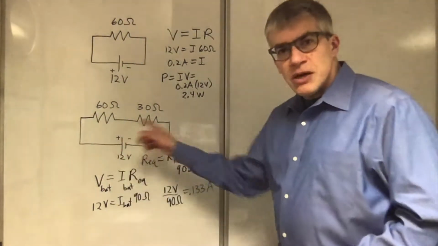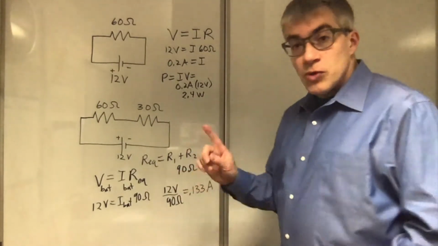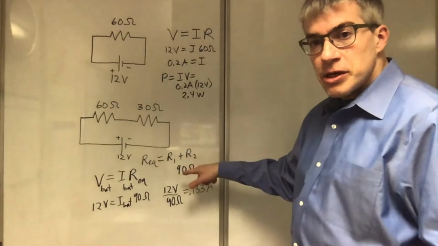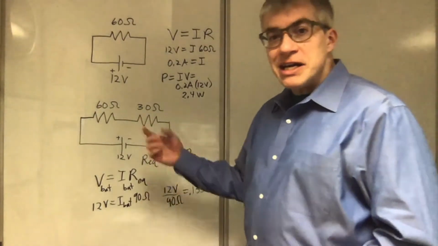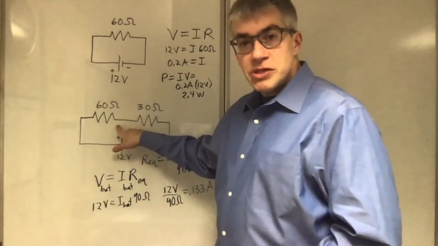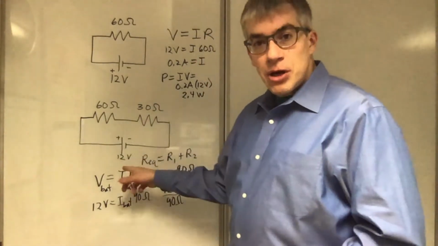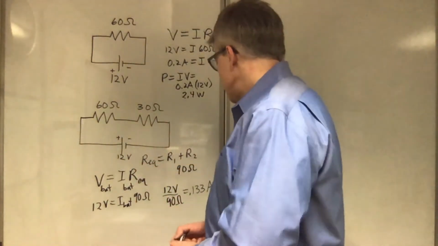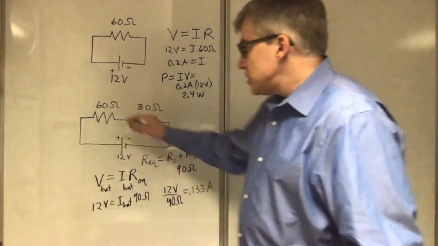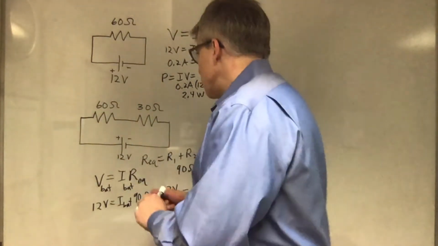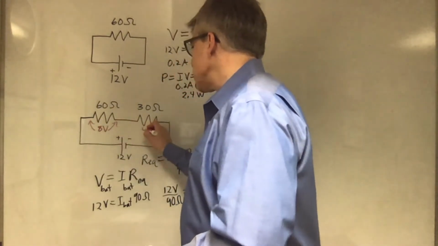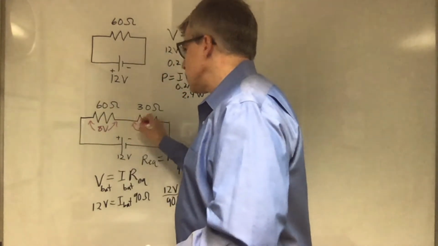Now, because this is a simple series circuit, there's only one current. The current here is the current here is the current here. So you could use V equals IR again to figure out, say, what was the voltage drop across this resistor, because you know I and R. So 0.133 times 60 is 8 volts. So you end up with an 8 volt drop from there to there. And so the remaining 4 volts drop there to there.